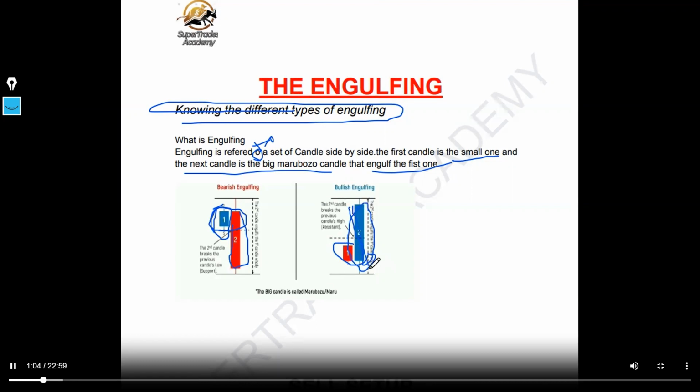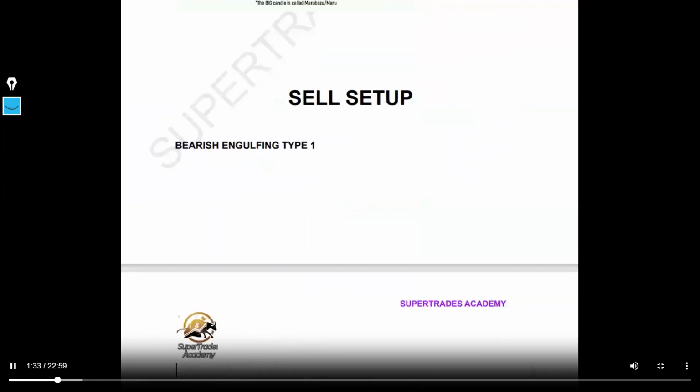So whenever you see this engulfing on a sell setup, like on the 2M level, on the maximum pain level, then you have to sharpen your finger to place a sell limit or an execution. So this is how it is, guys. This is bearish engulfing. Most of you are familiar with these things, and this is the bullish engulfing. So let us see the sell setup.